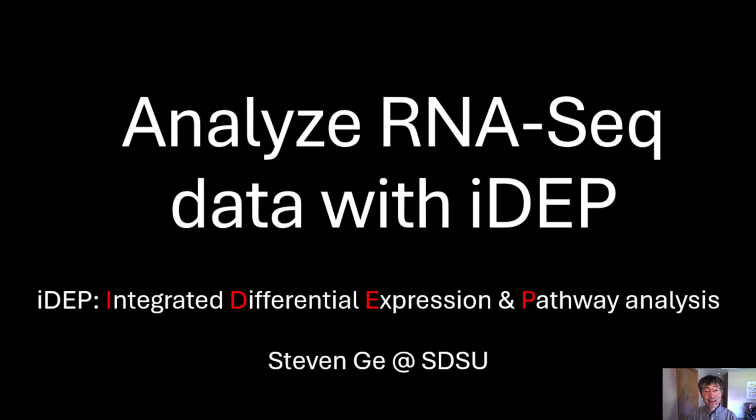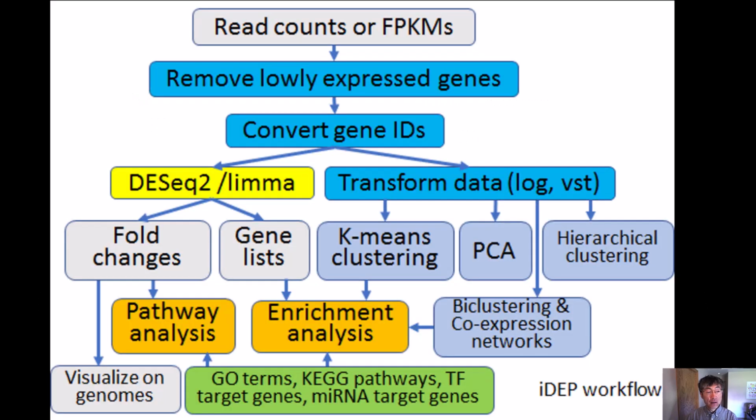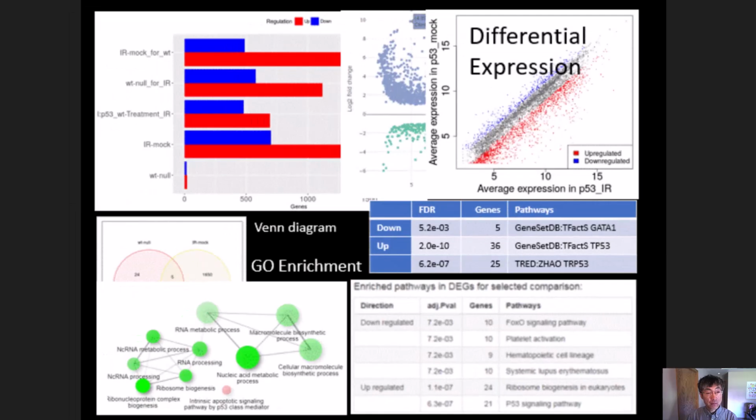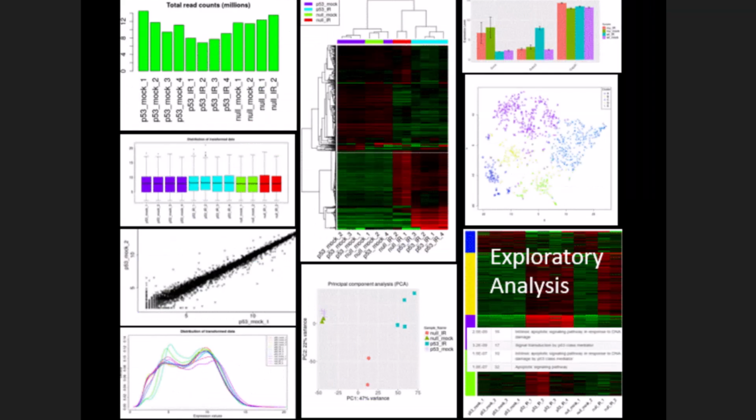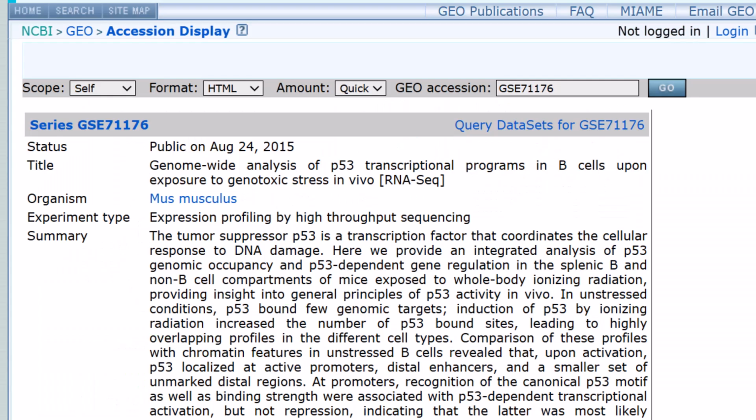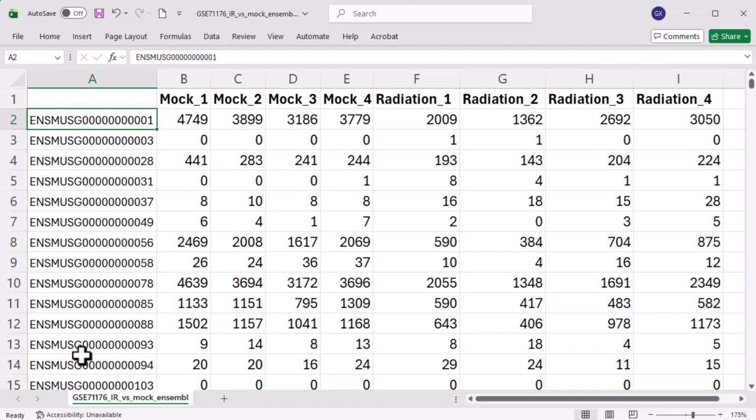In this demo, I'll walk you through iDEP, a web app for RNA sequence analysis. iDEP brings together powerful R packages and a large knowledge base to support visualization, differential expression, and pathway analysis, with a strong focus on quality control, exploratory analysis, and reproducibility. We'll analyze a dataset of mouse samples treated with ionizing radiation, 4 replicates per group with 53,000 genes.